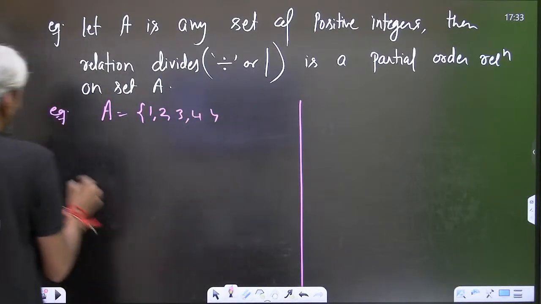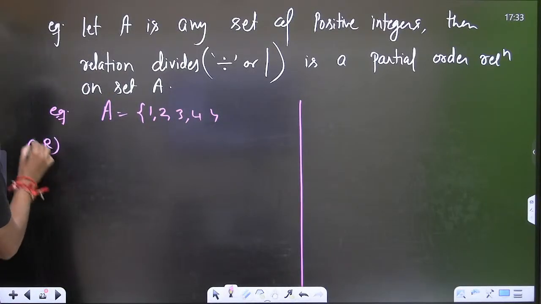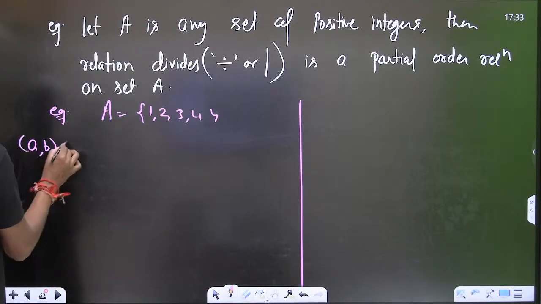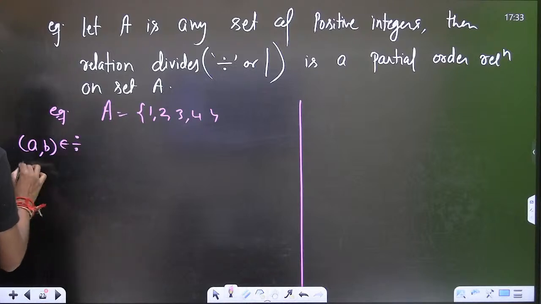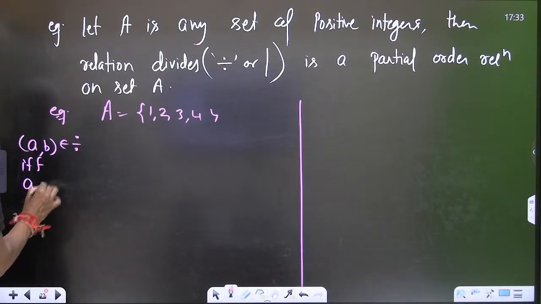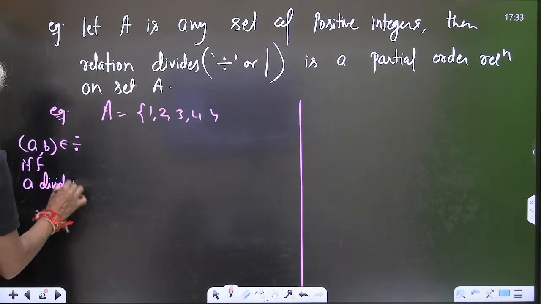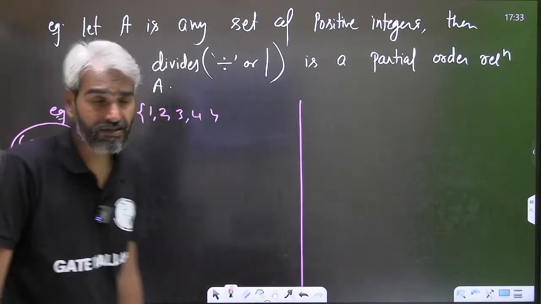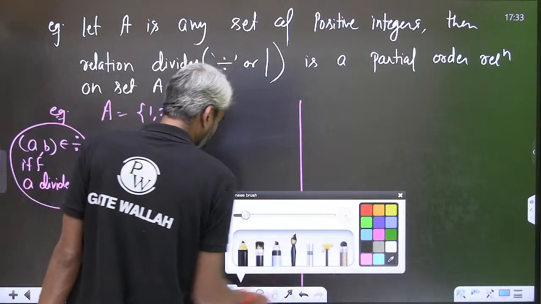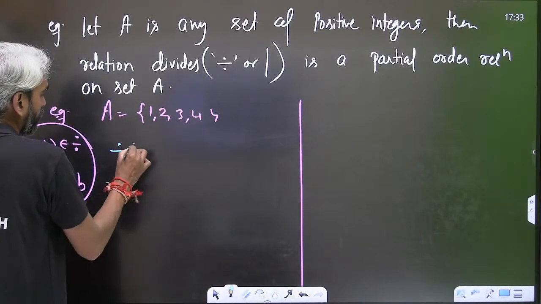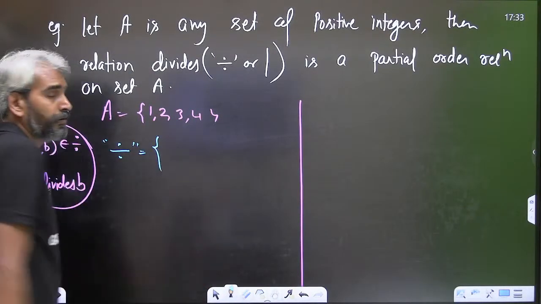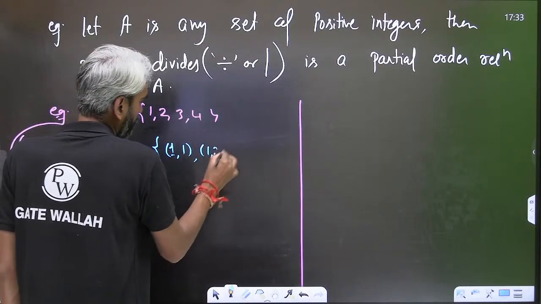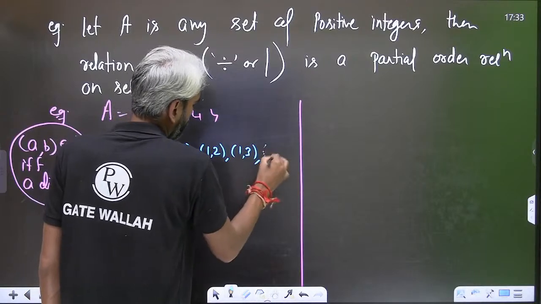So, with respect to divides, what will happen? A comma B will belong to the relation divides if and only if A divides B. Not divided by, I'm saying A divides B. If A divides B, then A comma B will be present in the relation. So if this is the set, A equals 1, 2, 3, 4, what will be the ordered pairs in the relation divides? Sir, 1 divides all these elements. So 1 divides 1, 1 divides 2, 1 divides 3, 1 divides 4.